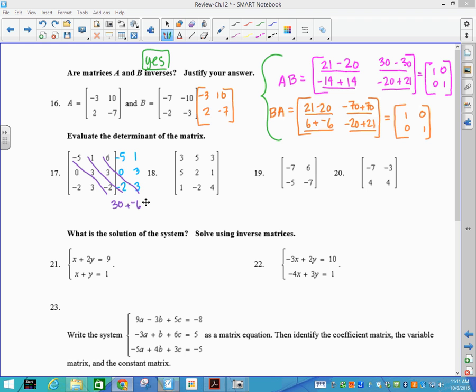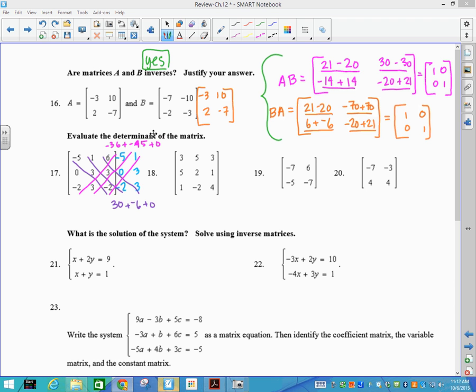6 times 0 times 3 is 0. Now for my uphill products, I have those numbers, and then I have those three numbers. So I'm making sure that I'm underlining the three numbers. So negative 2 times 3 times 6 is going to be negative 36. 3 times 3 times negative 5 is negative 45. Negative 2 times 0 times 1 is 0. Okay? So this is just straight out calculating that determinant.